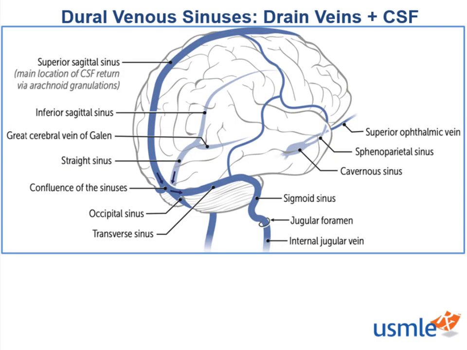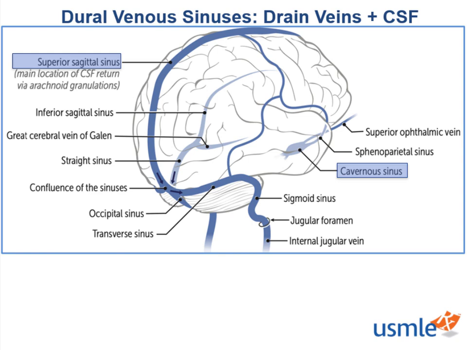Now that we know how two layers of the dura mater form the dural venous sinuses, let's continue our discussion by naming some of them, such as the cavernous sinus pictured here. The other most high-yield dural venous sinus is the superior sagittal sinus, which serves as the main location where CSF flows out of the subarachnoid space through the arachnoid granulations and into the dural venous sinuses.